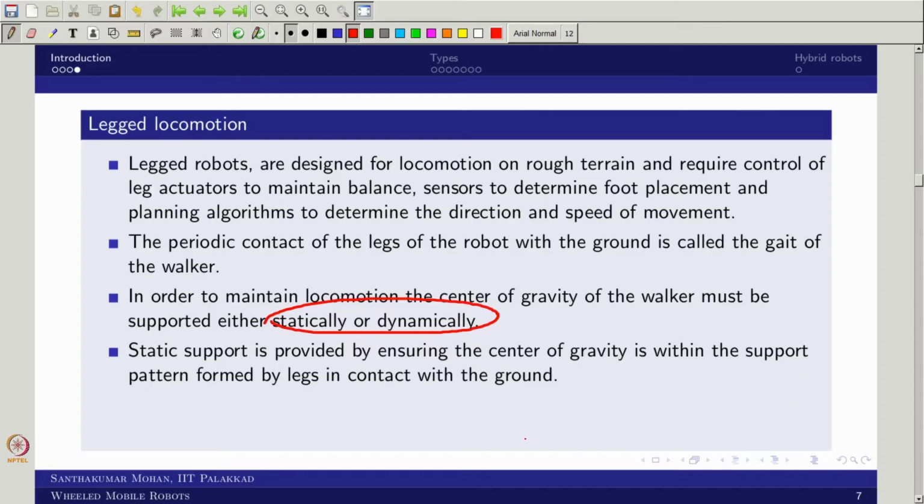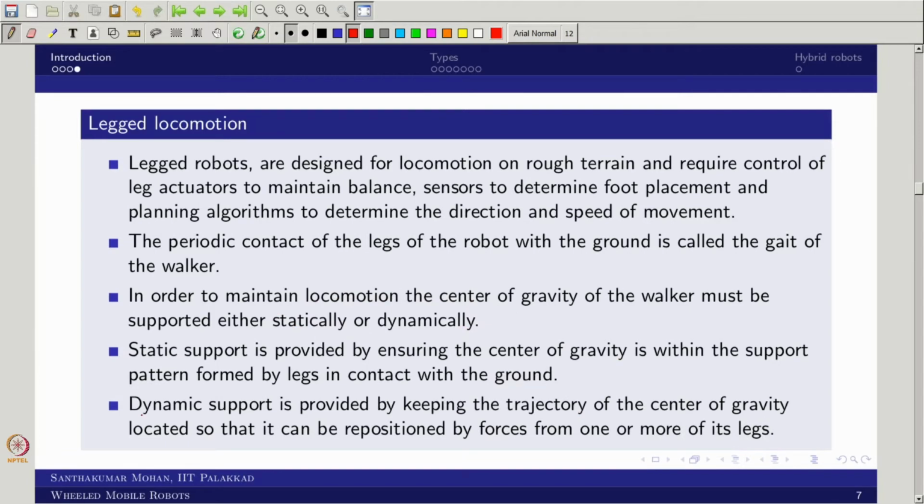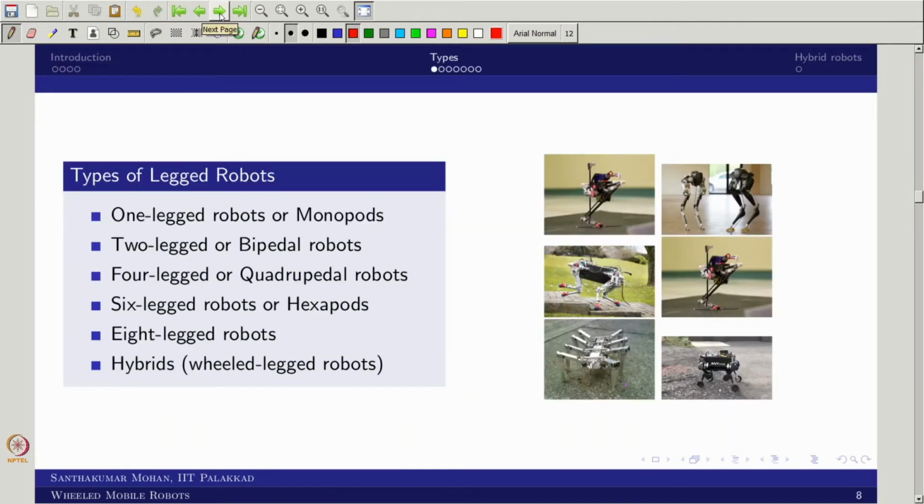So that's why the same scenario you can apply to the legged system, where static and dynamic balancing is required. For that, one of the critical parts is center of gravity. That is what we are trying to see. The dynamic support is the other way around, where when you are moving, the center of gravity is supposed to be located and reposition the force according to the center of gravity acting. So that is one of the critical parts. How that would be achieved, we will see.